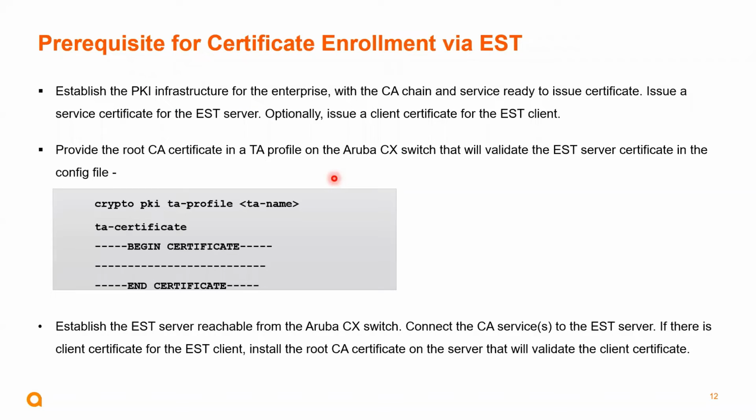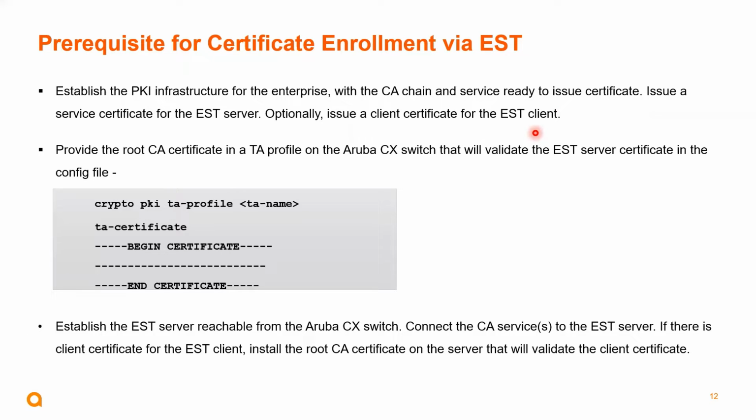First comes the prerequisite for certificate enrollment via EST. We need to make sure the EST server is up and running with the CA and service ready to issue a certificate. There can be multiple ways the EST server communication can happen. It can either act as a CA server as well, or there can be a different CA server and the EST server can communicate to that CA server. We need to have a service certificate for the EST server, and optionally, even in our switches, we can have a client certificate for communication with the EST server.